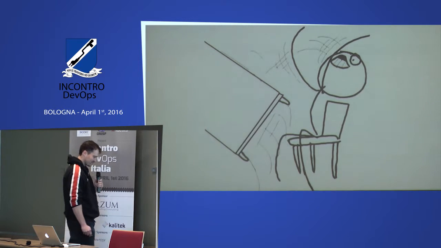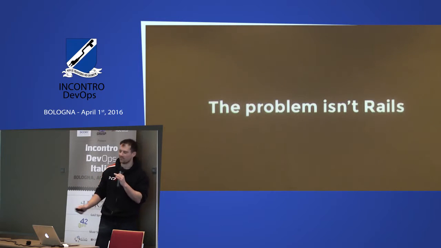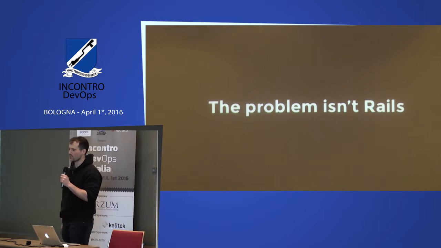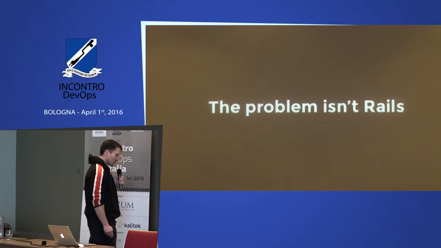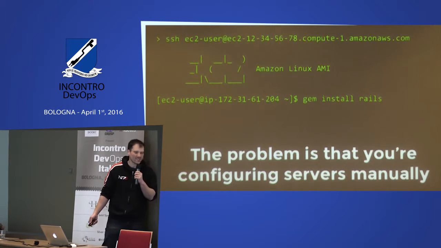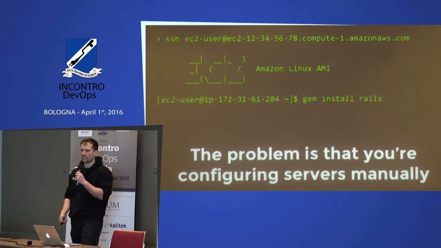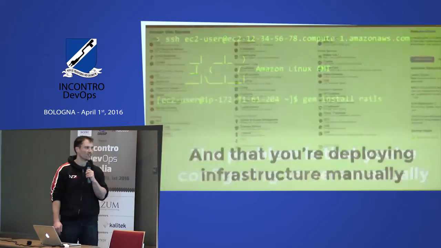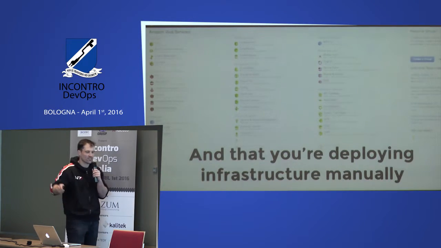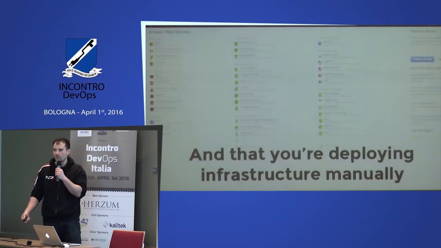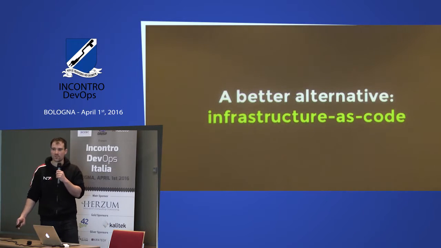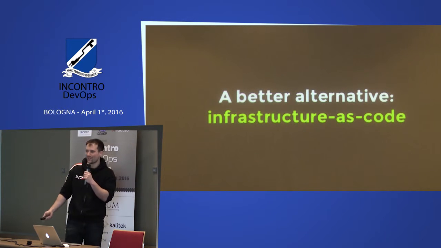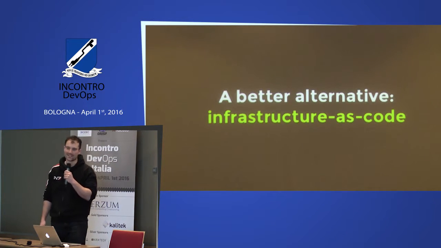So the problem here isn't Rails. I mean, yeah, Rails could be better, especially the install process. But there's ways to work around Rails in particular. But the real issue here is that you're installing things by hand. You're SSHing to boxes. You're running commands manually. You're using the AWS console, and you're clicking around on random things, and you're doing this all by hand. And there's a better way to do it, which is infrastructure as code. You're a programmer. Write code. Stop doing these tedious manual tasks.